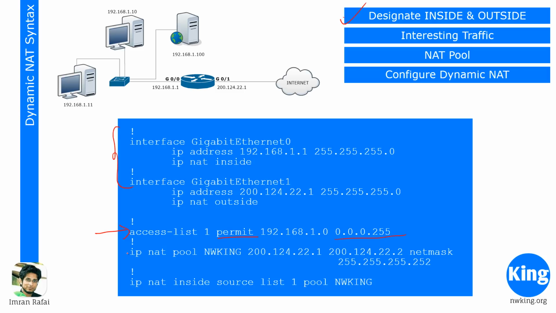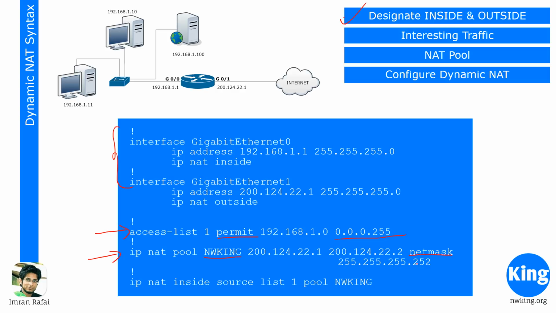Then we create an IP NAT pool. We make use of this command, ip nat pool, and we give a name, whatever name you want, and then we give the pool of IP addresses. In this case it's 200.124.22.1 to 200.124.22.2, that means we're only giving 2 IP addresses, and we give a netmask. This is a keyword. You have to give the word netmask and then give the subnet mask, because it's netmask of 255.255.255.252, right? Depends on your case.